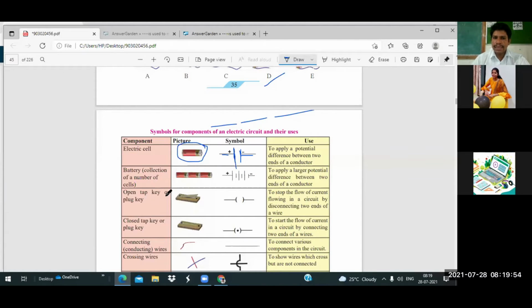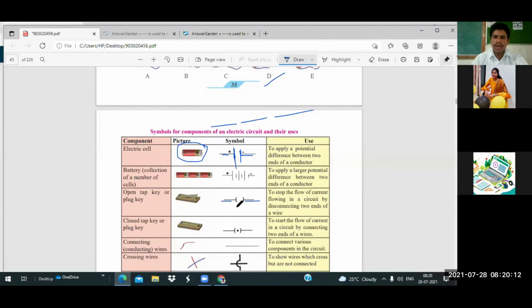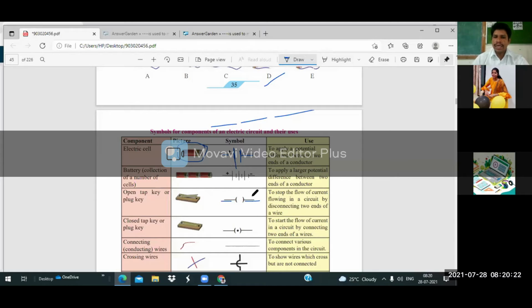Now this open tap key or plug key. See, this is our regular button that we use in our electric switchboard. When this is open, we have to show it like this. This shows that it stops the flow of current in the circuit by disconnecting two ends of the wire. Suppose this plug is connected between two ends of the wire; when it is open, it stops the flow of current and disconnects these two ends.